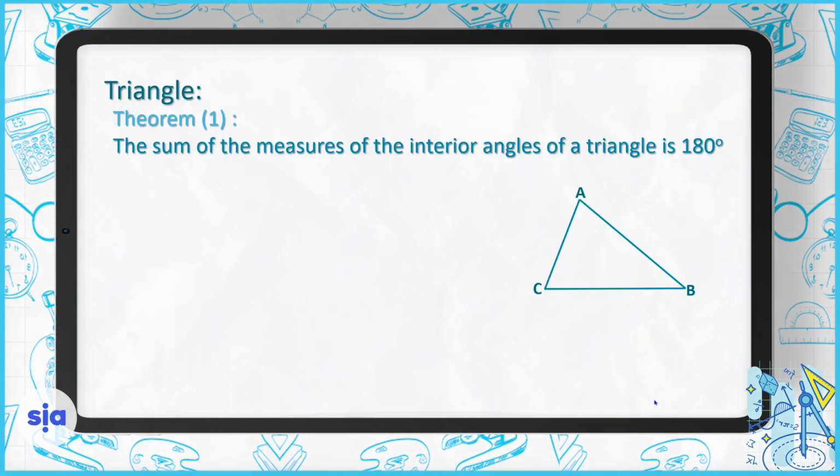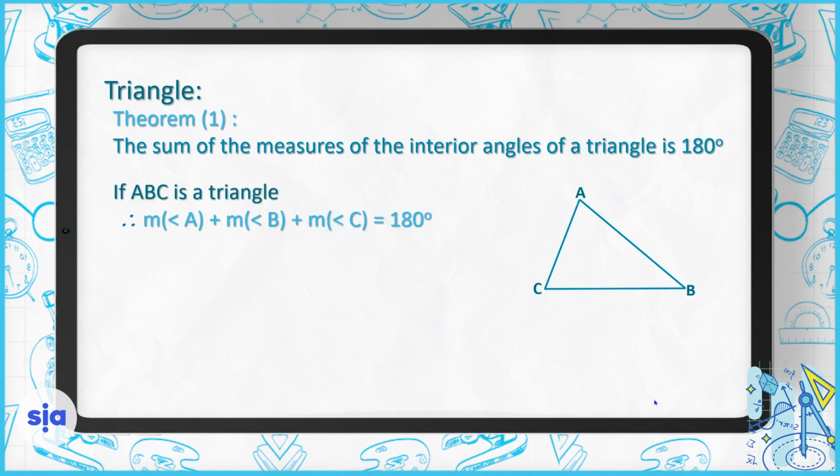In this session we'll be learning about the triangles. Let's start by Theorem 1. Theorem 1 says, the sum of the measures of the interior angles of one triangle is 180 degrees. If ABC is a triangle, then the measure of angle A plus the measure of angle B plus the measure of angle C is 180 degrees.